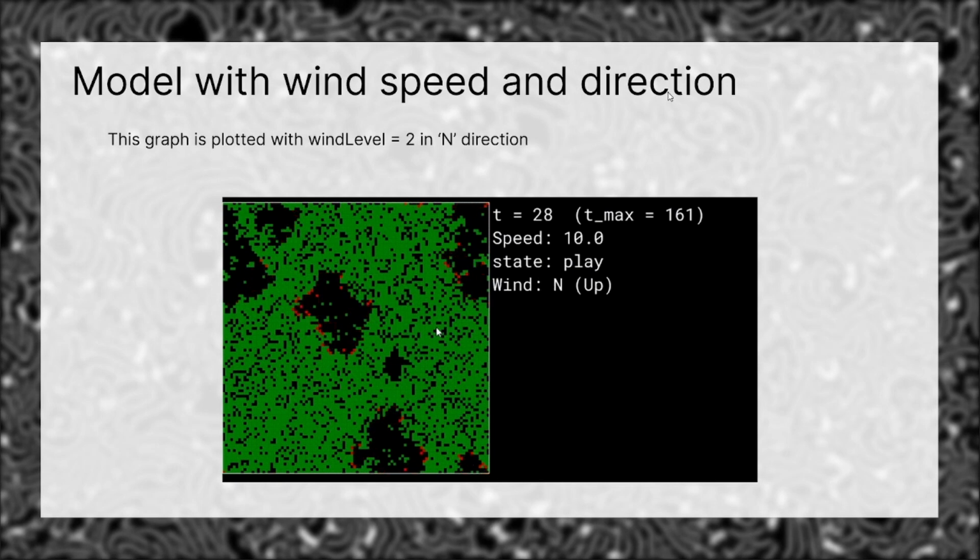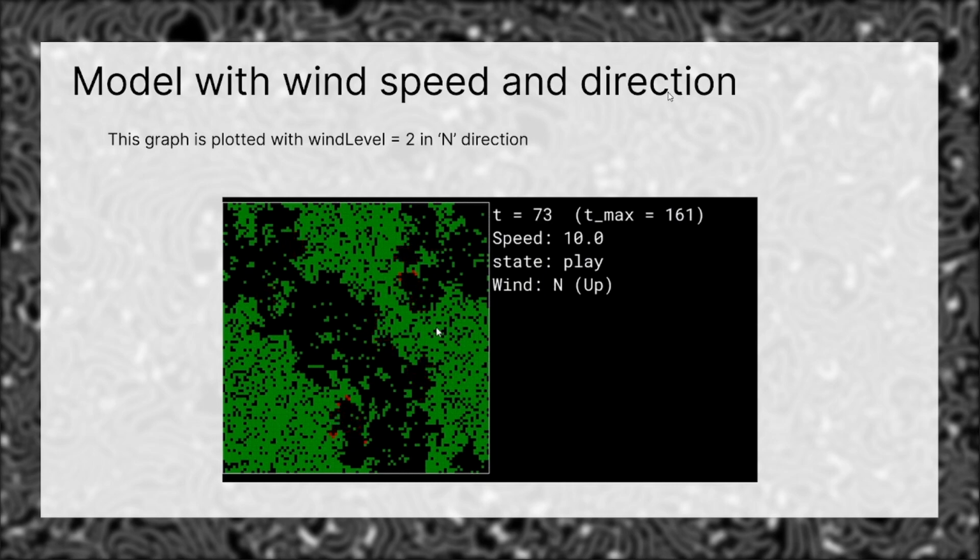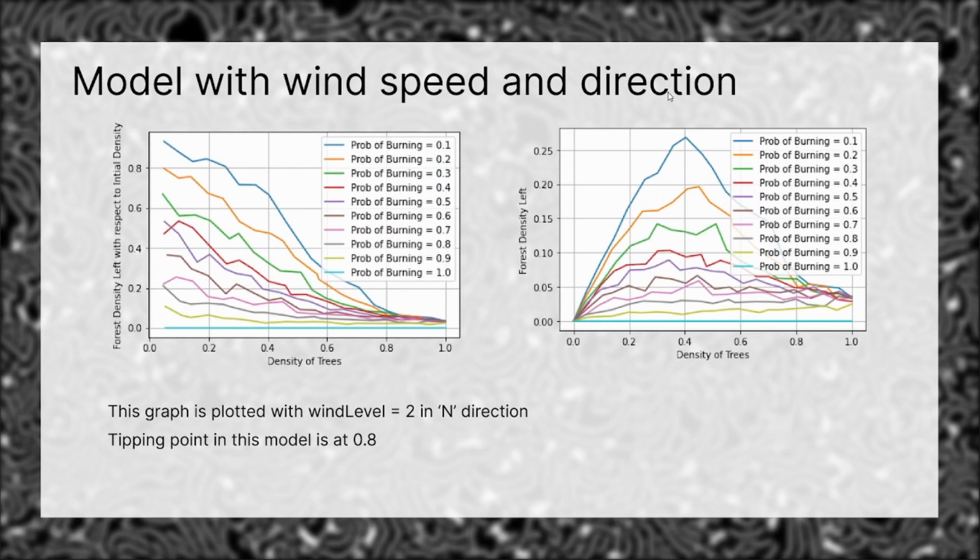This is the same model as the previous one, but the wind level is taken to be 2. The wind effect is more prominent in this model compared to the previous model. The nature of the graph is similar to the previous graphs, but the tipping point is slightly shifted towards the right side at around 0.8, and the drop in the right hand side graph is not as steep as it was in the previous model.